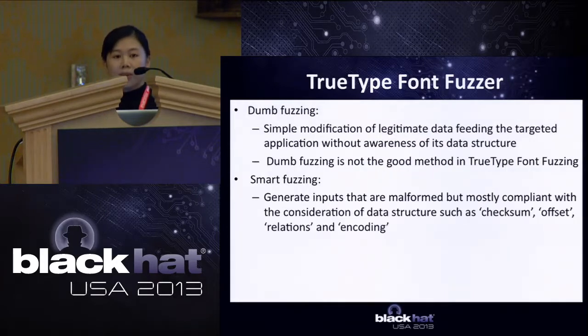Basically, fuzzing is divided into two categories, dumb fuzzing and smart fuzzing. The concept of dumb fuzzing is simple. It fuzzes the targeted file without concern for the file structure. It means that the fuzzer will do byte flipping from the beginning until the end of the targeted file. Whereas smart fuzzing is totally different. It fuzzes with consideration of the file structure, such as the relations from one section to another section.